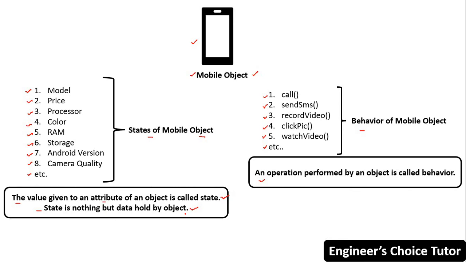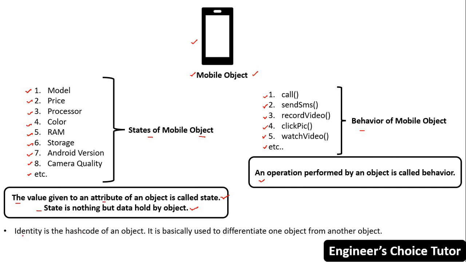Now the next property is identity, right? Identity is the hash code of an object. It is used to differentiate one object from another object. Okay, fine with this point. Don't worry for now about what a hash code is. We will learn this in future. For now, just remember that identity is the hash code of an object and is used to differentiate one object from another object.